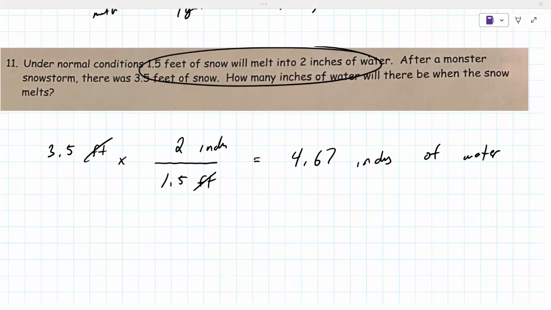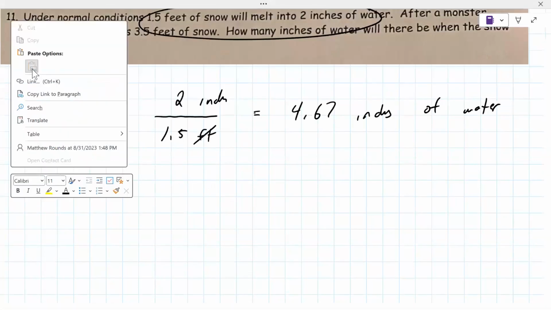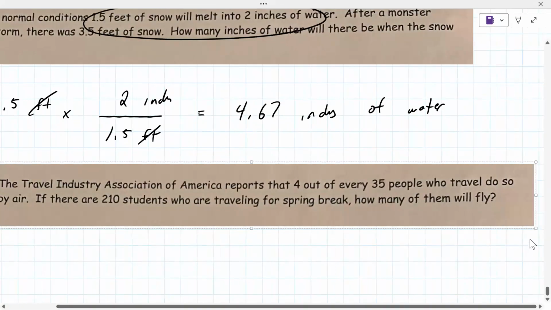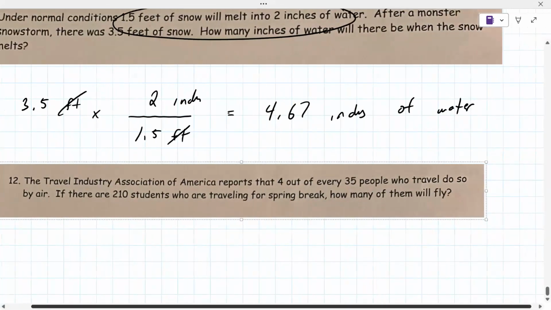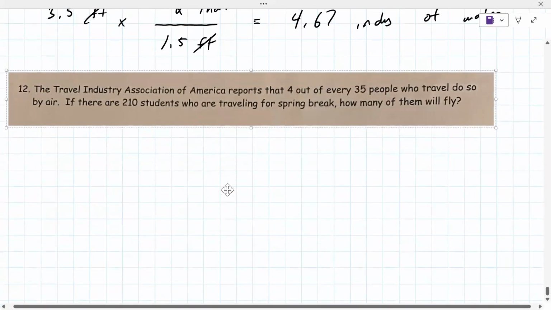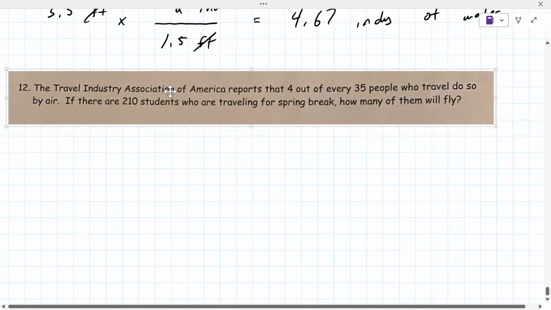All right, let's take a look at 12. The travel industry reports that 4 out of every 35 people who travel did so by air. If there are 210 students who are traveling for spring break, how many of them will fly? I think that really depends on where you're going. Okay, so 4 out of 35 is the conversion.